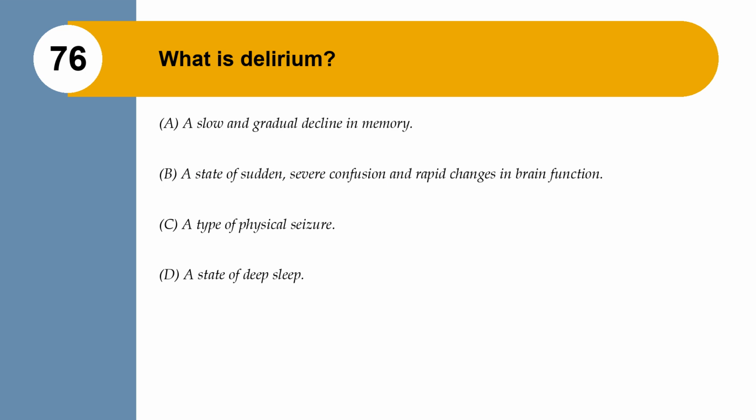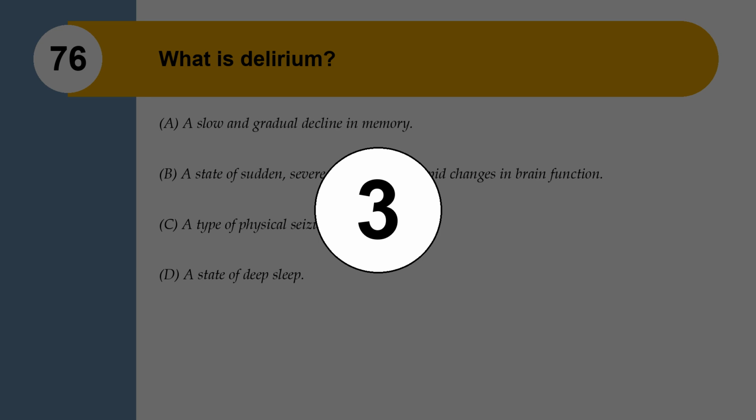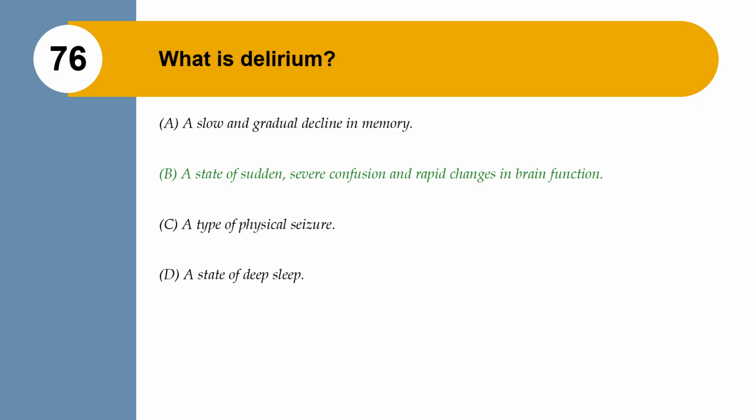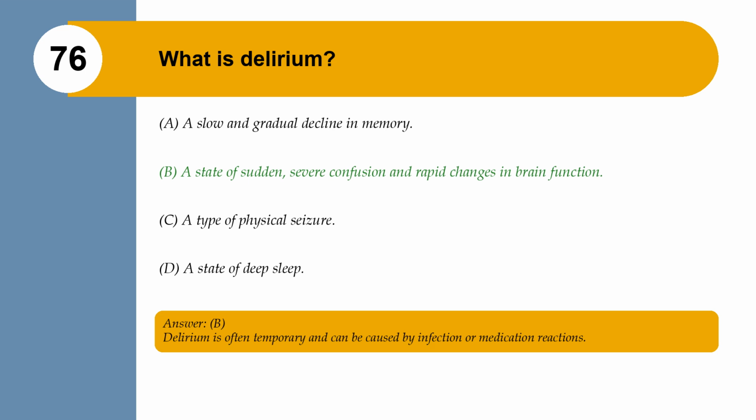Question 76. What is delirium? Option A. A slow and gradual decline in memory. Option B. A state of sudden, severe confusion and rapid changes in brain function. Option C. A type of physical seizure. Option D. A state of deep sleep. The correct answer is option B. A state of sudden, severe confusion and rapid changes in brain function. Explanation. Delirium is often temporary and can be caused by infection or medication reactions.